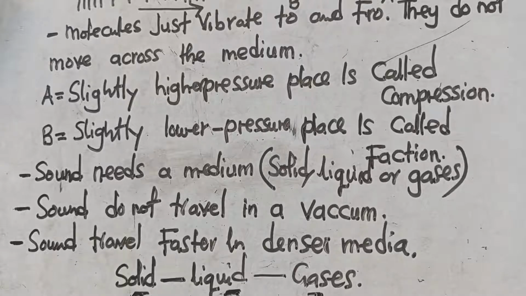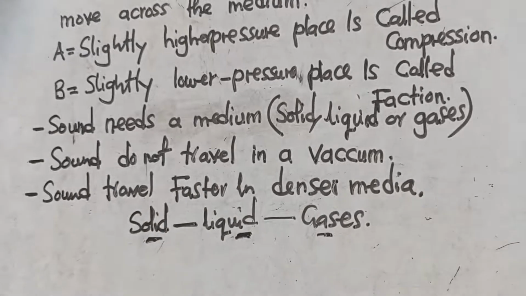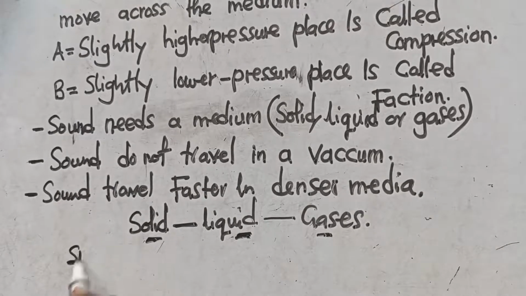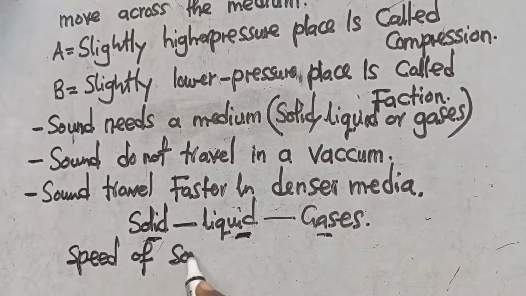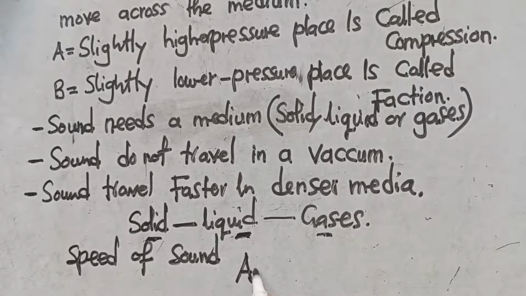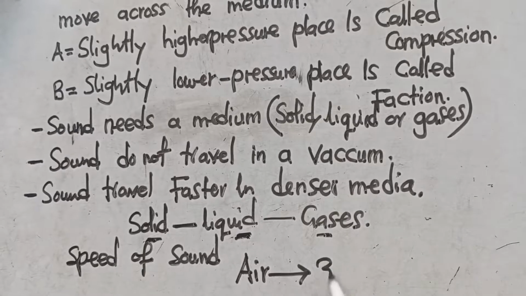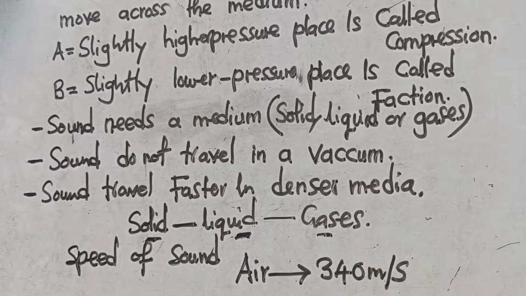You now discover that if we are talking about the speed of sound, the speed of sound in air, maybe if you get to find some multiple choice questions. The speed of sound in air, this one is commonly used, is about 340 meters per second.